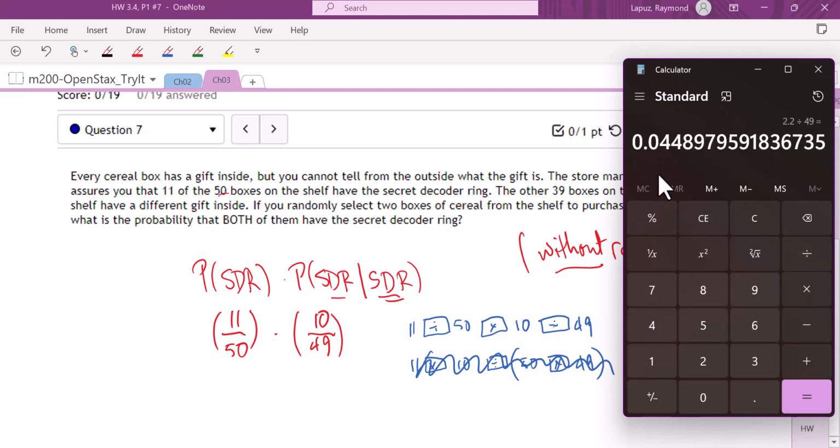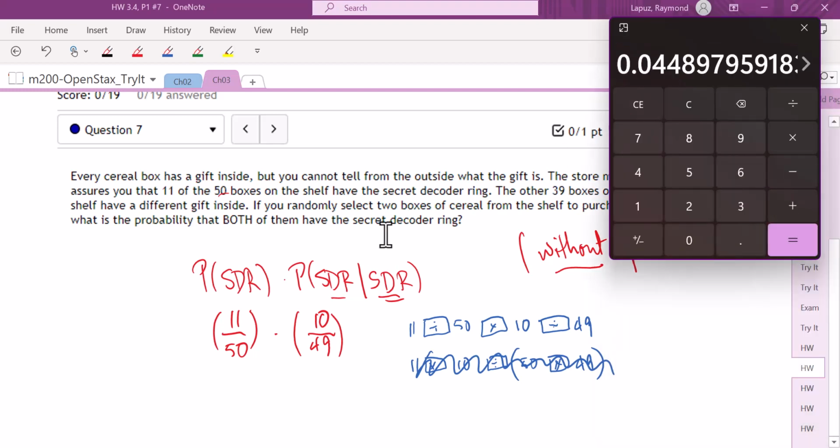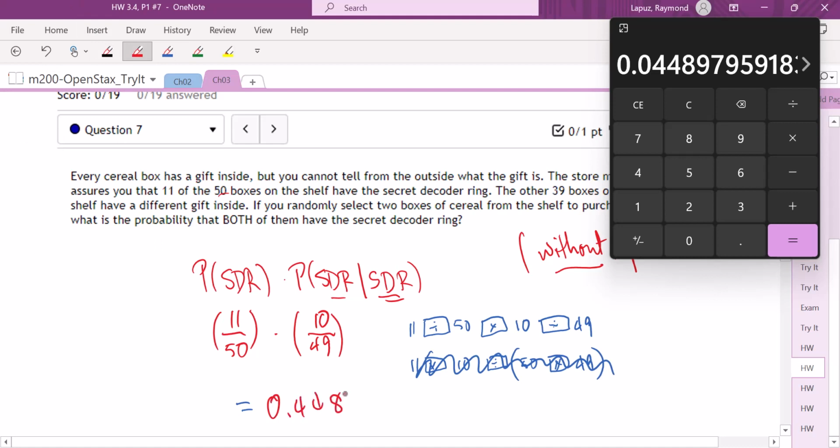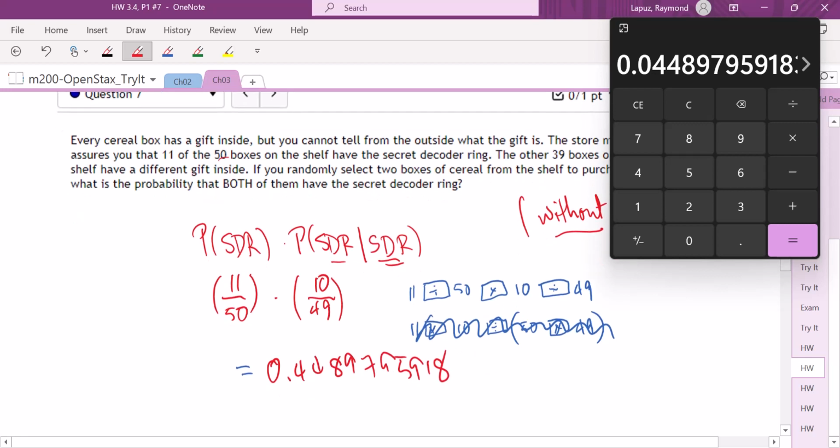And then again, one of the key things is to look at your answer and make sure it's a number between 0 and 1. And if you get a number bigger than 1, then you know that there's some issues. So I got 0.0448979, and let's write out that much, equals, let's keep this in red, 0.04489795918. That's a lot of decimal places to write.